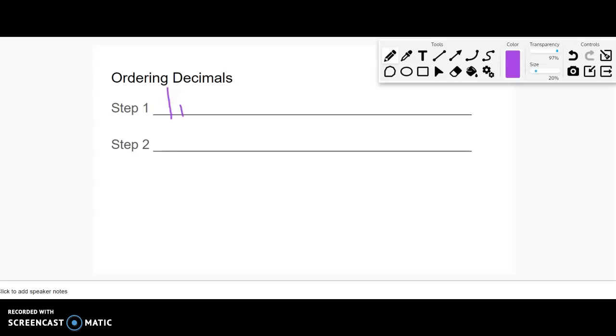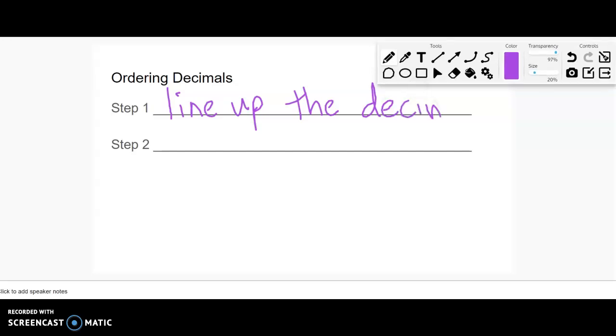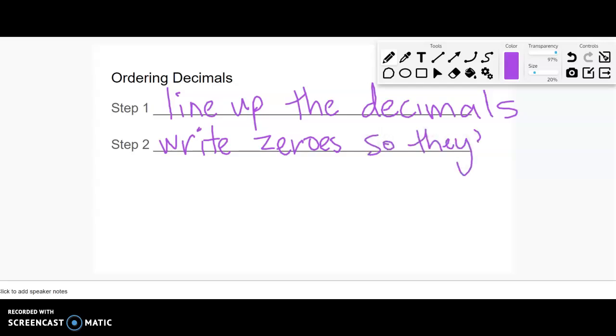So our first step is still going to be to line up the decimals. And then the next step is still going to be to write zeros so that they're the same length. And then we can compare. So they are the same length.